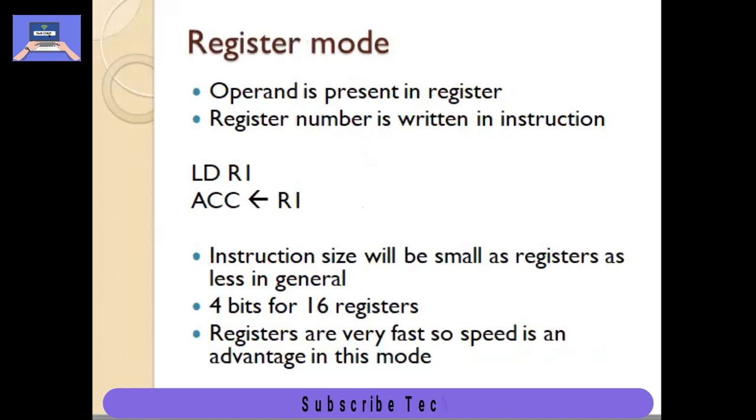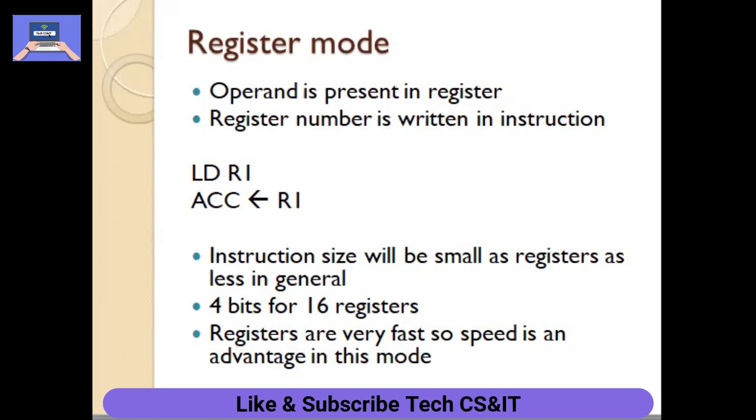Register mode. In register mode, the operand is present in a register and the register number is written in the instruction. So you have to fetch the instruction, decode it, and when executing it, go to the register to fetch the operand. Instruction size will be small as registers are few in general. 4 bits for 16 registers, so it is very fast. Speed is an advantage in register mode because registers are very fast. In instruction decode, you have the opcode for the operation and a value representing the register number.